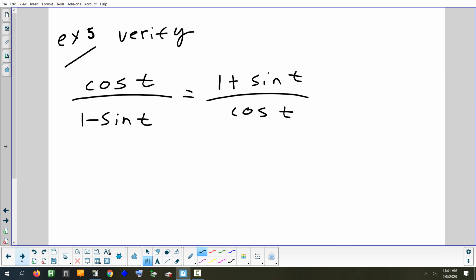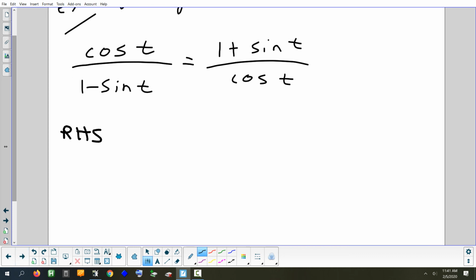So we get to pick. Do you want to start with the left-hand side or the right-hand side? The right? Okay. So, right-hand side: 1 plus sine over cosine. Let's run through all the tricks we know so far. Should we try changing everything to sines and cosines? Why not? It already is sines and cosines. So that trick isn't going to do anything.